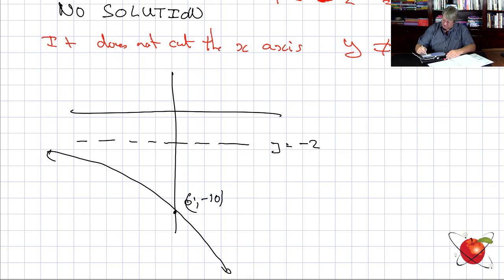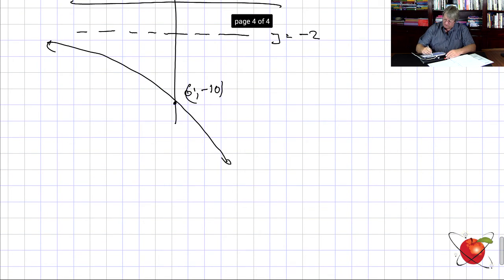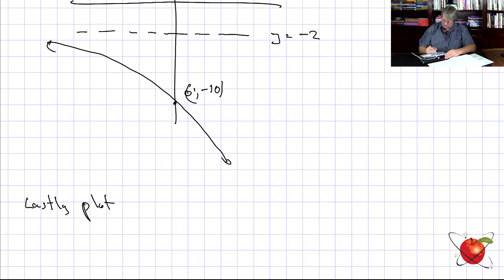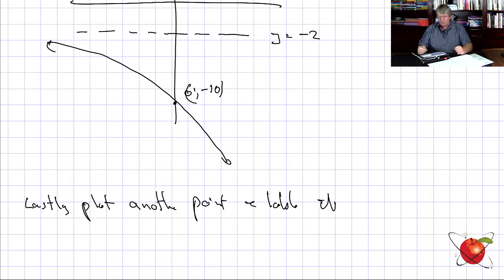And lastly, remember, lastly but not leastly, plot another point and label it. This is where you'd go if you didn't know how to work out which way it goes. In other words, if all those filters at the beginning got you confused, you've carried on and you've found that point and you've found that asymptote.